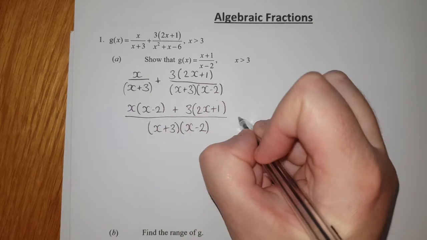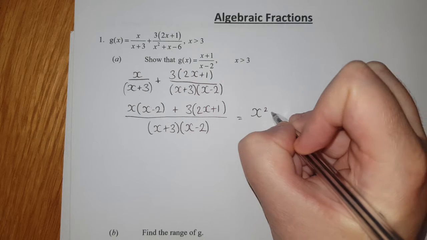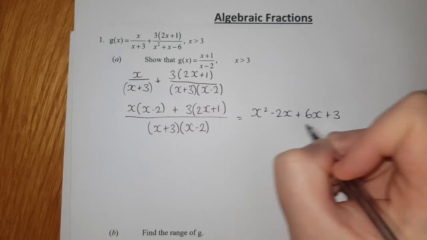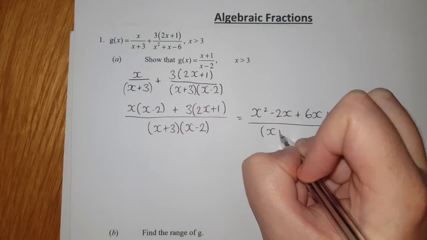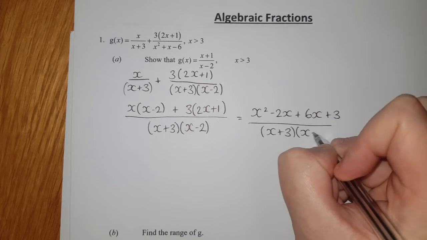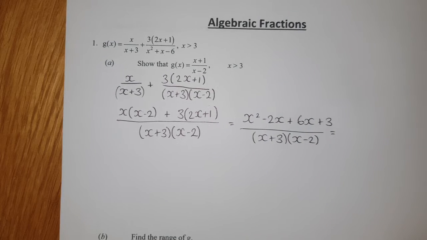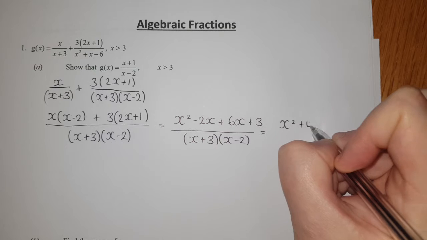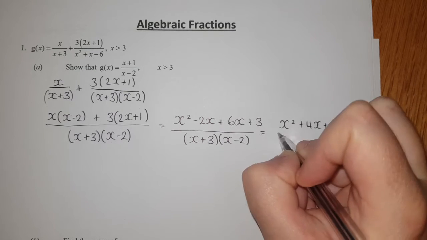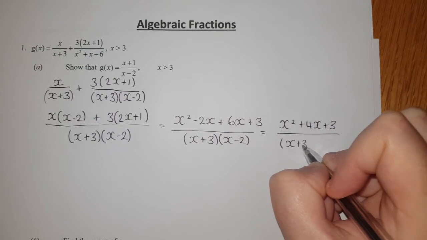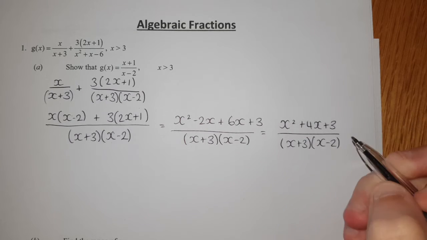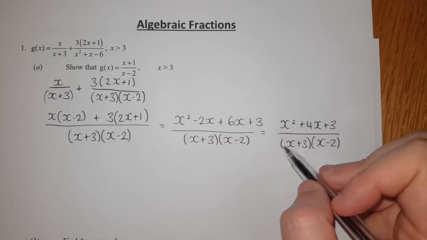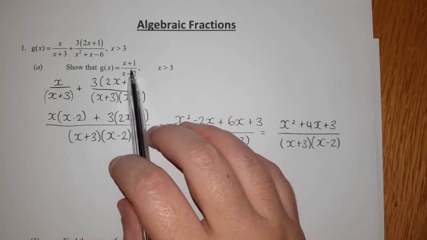Okay, so expanding out the top of the fraction, you get x squared minus 2x plus 6x plus 3, over your two brackets. That means I can then tidy the top up to give us x squared plus 4x plus 3 over x plus 3, x minus 2. At this point you want to factorise the top because we're obviously looking for that common x plus 3 factor to cancel to give us a result that looks like this.